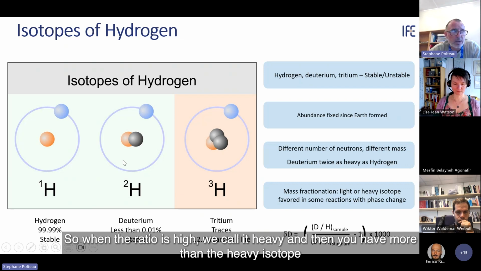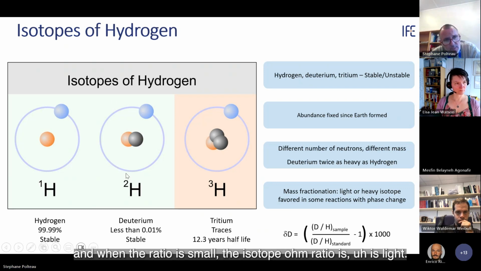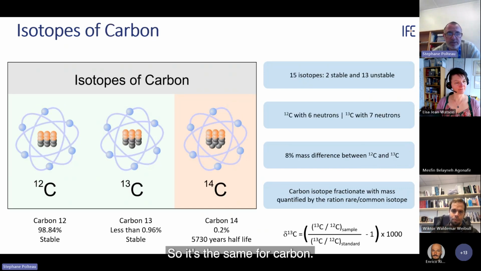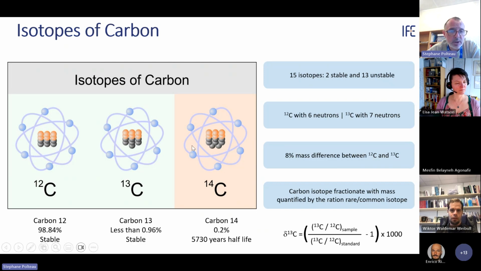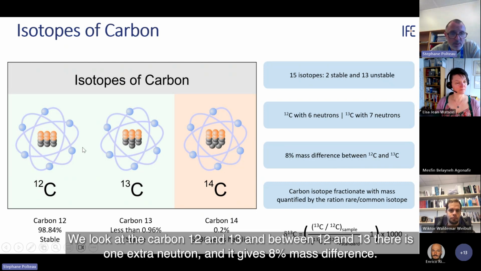So when the ratio is high, we call it heavy, and then you have more of the heavy isotope. And when the ratio is small, the isotope ratio is light. So it's the same for carbon. For carbon, you have carbon 12, 13, 14. 14 is radiogenic, used for dating materials. We look at the carbon 12 and 13.